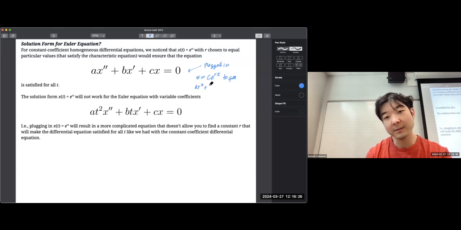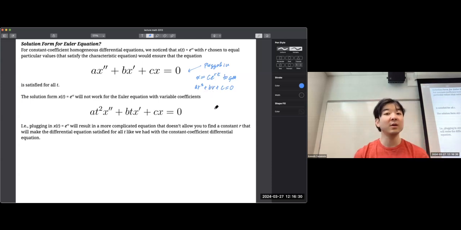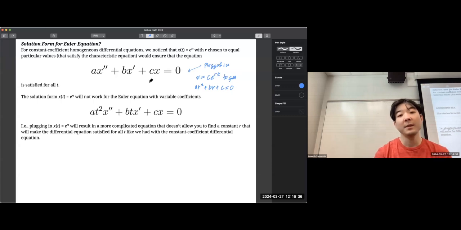a r squared plus b r plus c has to equal 0. And then we would solve for the r, right? That's what we ended up with. And then we ended up having distinct roots, or repeated roots, or complex roots. So that's just a review of what we did back then.